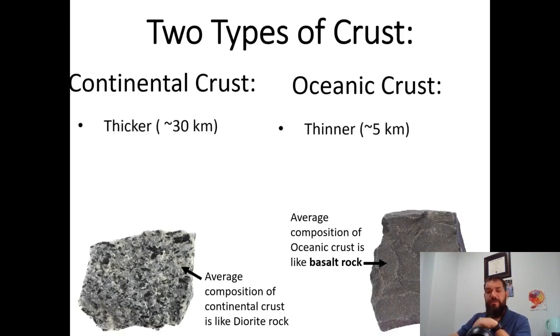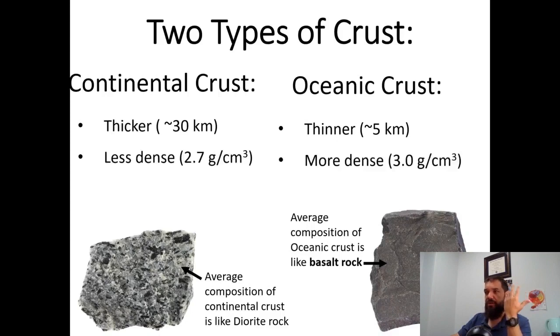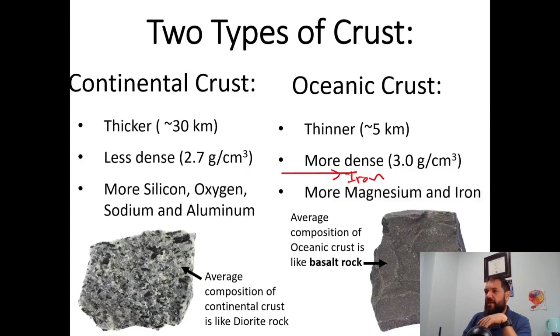Okay, so here are the two types of crust, just compared and contrasted here. Continental crust is obviously thicker. Ocean crust is thinner, about 5 kilometers versus 30 kilometers. Continental crust is less dense, about 2.7 grams per cubic centimeter. Oceanic crust is more dense, and again, that's because it has more iron. Remember that it has a lot of that very dense element, iron. Continental crust has more oxygen, silicon, sodium, potassium, and I'm sorry again, forget aluminum. I should really put potassium there. Okay.